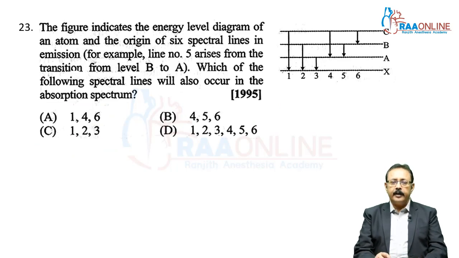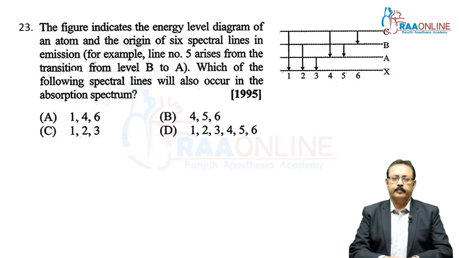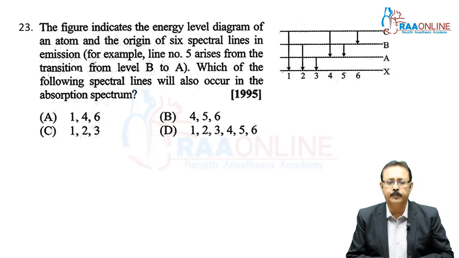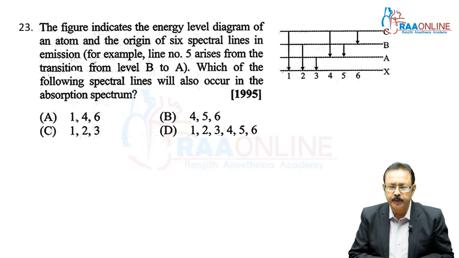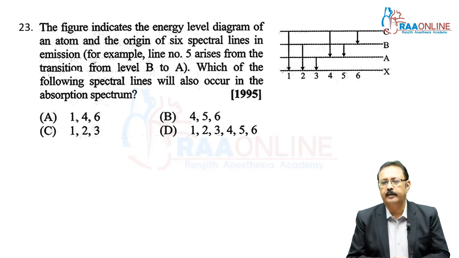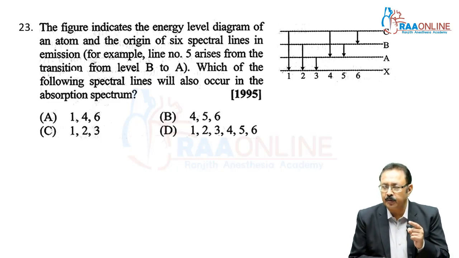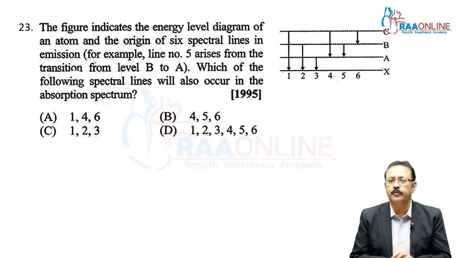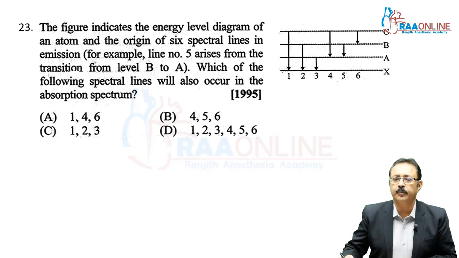Next, the figure indicates the energy level diagram of an atom and the origin of 6 spectral lines in emission. Which of the following spectral lines will also occur in the absorption spectrum? The absorption lines are obtained only when the electron jumps from the ground state to a higher energy level. So if it is jumping from the ground state, only 3 higher energy levels are possible here. From first it can go to second, to third, or to fourth.